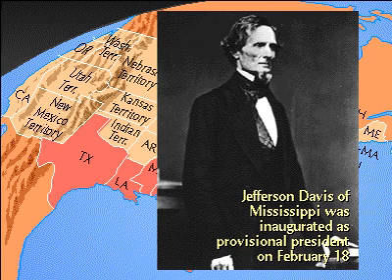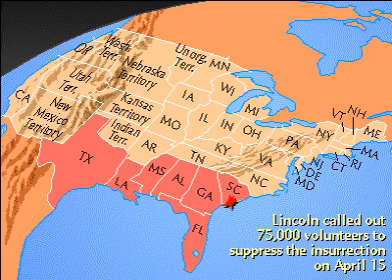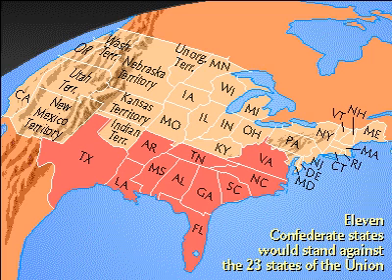would be officially inaugurated. In April, Confederate cannons fired the first shots on Fort Sumter, gaining control of the port of Charleston, South Carolina. Lincoln called out 75,000 volunteers determined to suppress the insurrection. It was the beginning of war. Virginia, North Carolina, Tennessee, and Arkansas seceded in the spring. The Confederacy had 11 states, the Union 23.